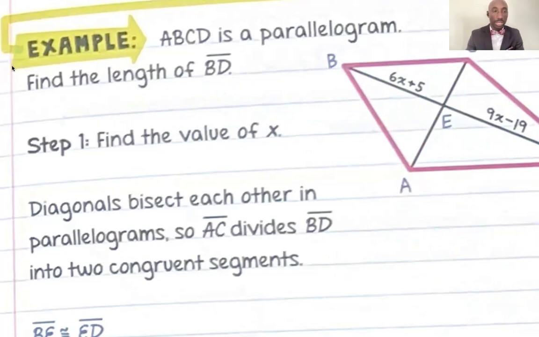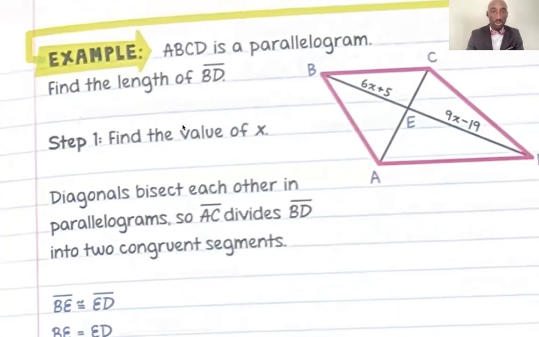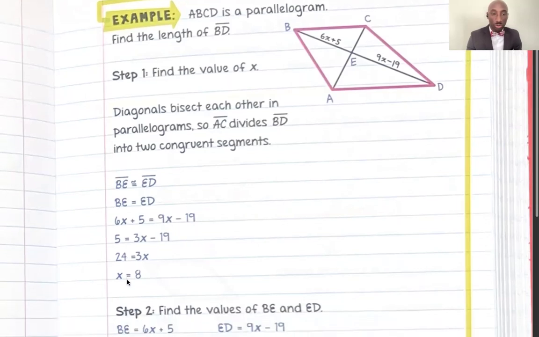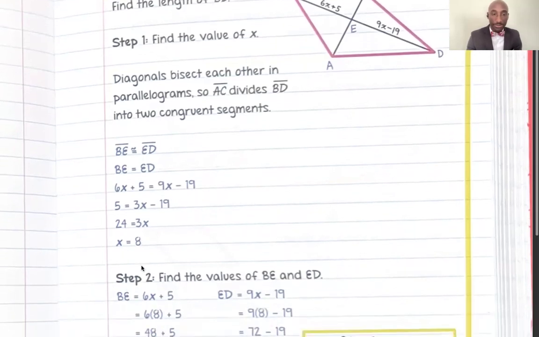All right. So let's go ahead and zoom out. So as we said, diagonals bisect each other in parallelograms. So AC divides BD into two congruent segments. If the line segment BE is congruent to line segment ED, that means the length BE is equal to the length ED. 6x plus 5 equals 9x minus 19. 5 equals 3x minus 19. 24 equals 3x. X equals 8.